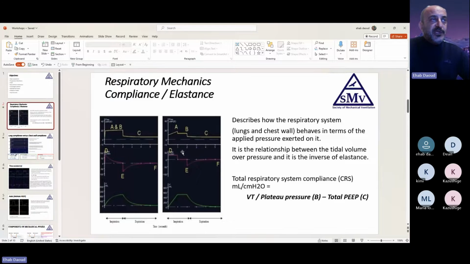In volume control, again, those are the classic measurements. If you put an inspiratory pause, you're going to get A, which is the peak inspiratory pressure, B is the plateau pressure, and C is the total PEEP. Again, you might need to put an expiratory pause to get the total PEEP, as we'll talk about later. And the formula would be exhaled tidal volume over plateau pressure minus PEEP.